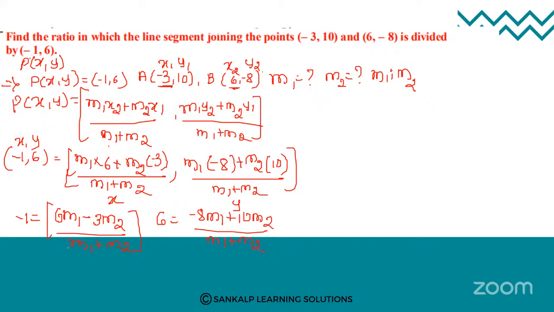Okay. Now, transfer this M1 plus M2 to this side. First consider only X. Okay. When you transfer this M1 plus M2 to this side, what will you get? -1 into M1 plus M2, so minus M1 minus M2 you will get. Right? Minus M1 minus M2 is equal to 6M1 minus 3M2. Now transfer this 6M1 to this side and M2 to this side.